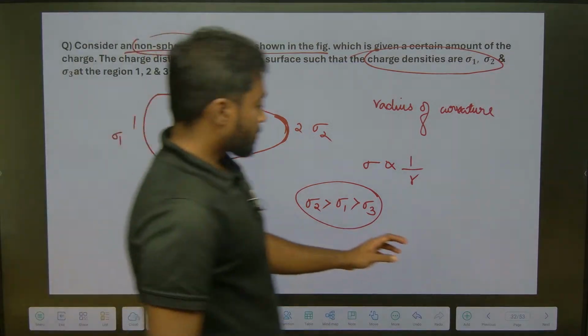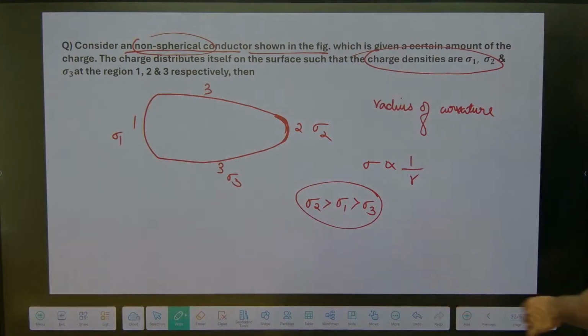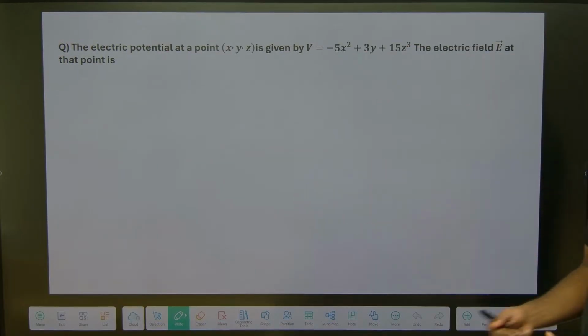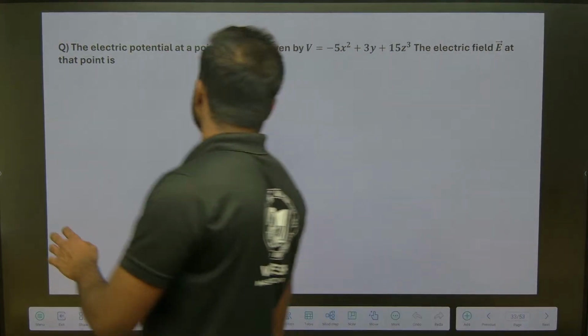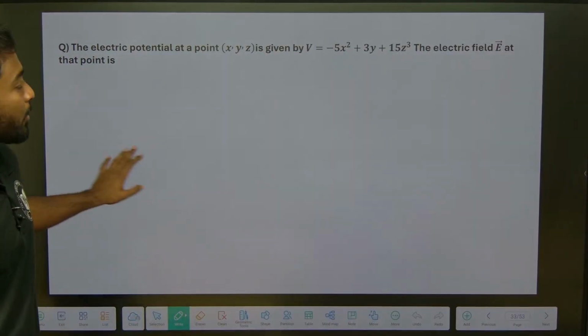Okay. So whatever questions we are seeing here are different kinds of questions which they might ask in the IIT JAM. At last, once we have completed this chapter, we will see the PYQs.